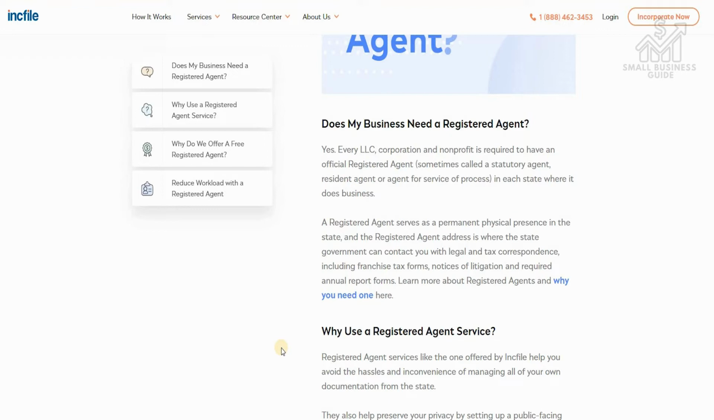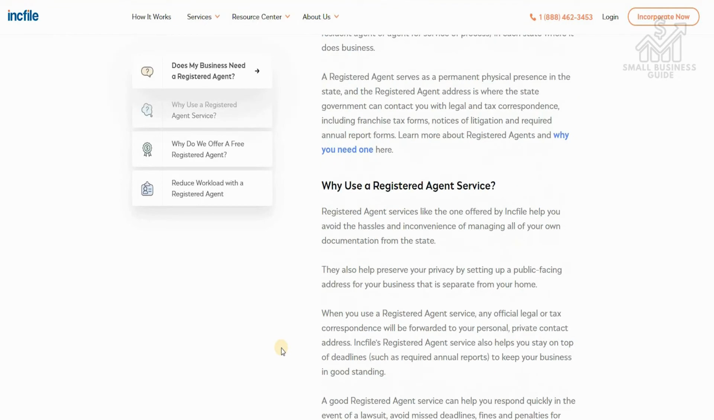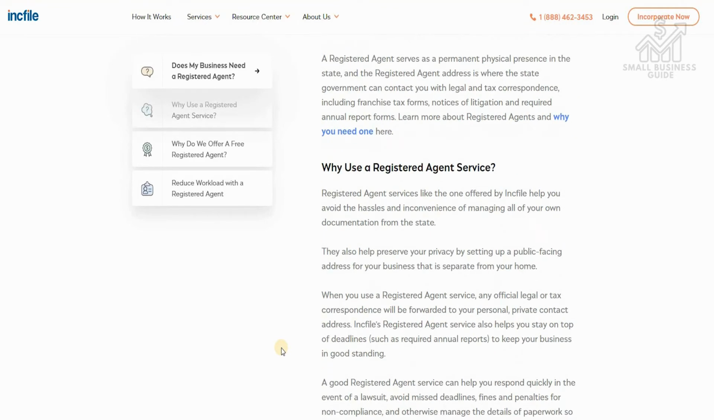A registered agent serves as a permanent physical presence in the state, and the registered agent has an address where the state government can contact you with legal and tax correspondence, including franchise tax forms, notices of litigation, and required annual reports as well. Even more, the main thing over here is that they understand exactly what needs to be done and what has to be provided to you or to the government.